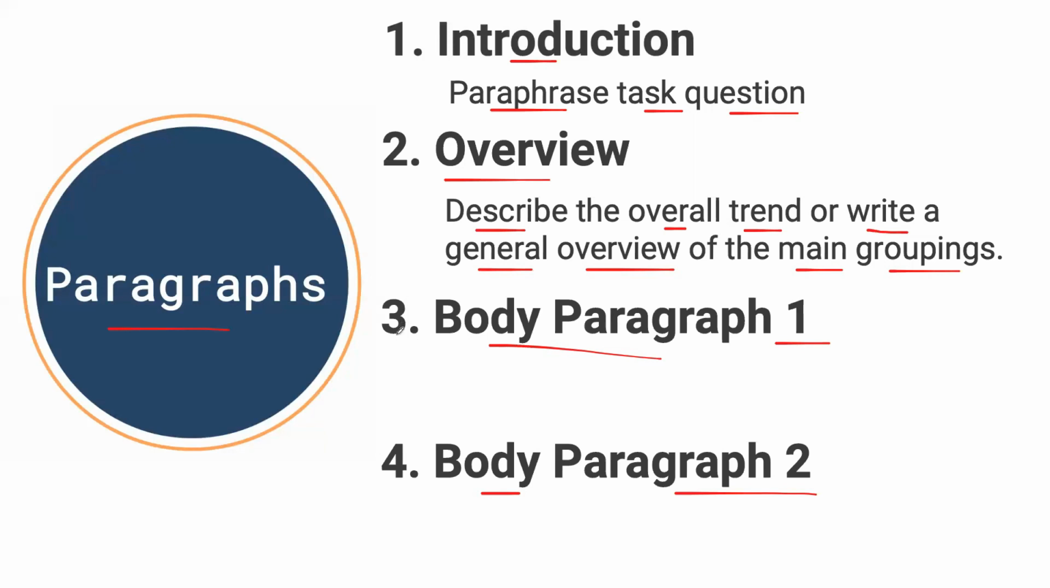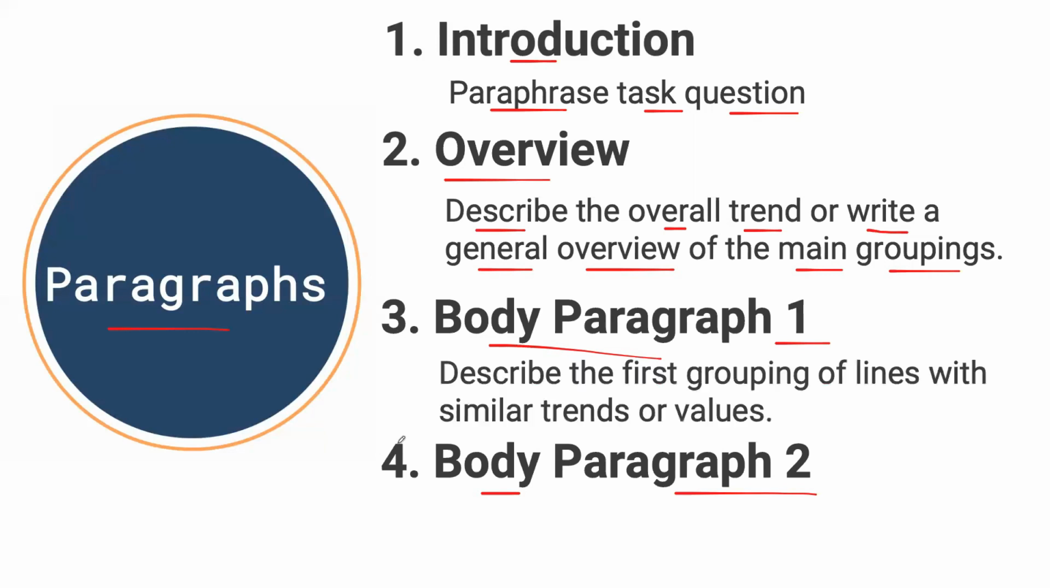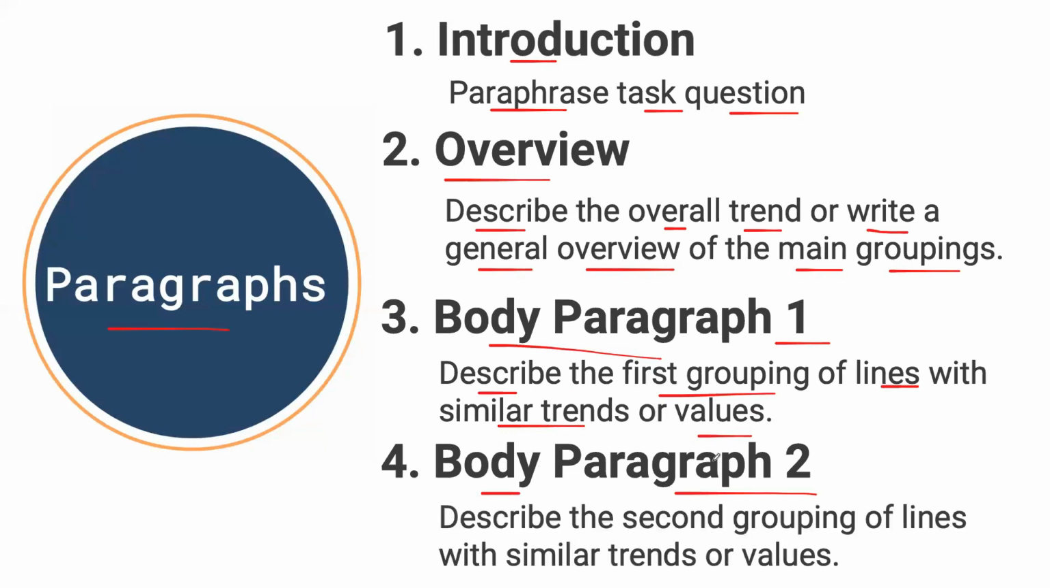And then 3 and 4 should be pretty self-explanatory after having done step 1 and outlining everything. The third step is going to be describing the first grouping of lines with similar trends or values. In our case, this is going to be describing the fossil fuel group, and that was our first group. And then the second body paragraph is going to describe the second grouping of lines with similar trends or values.